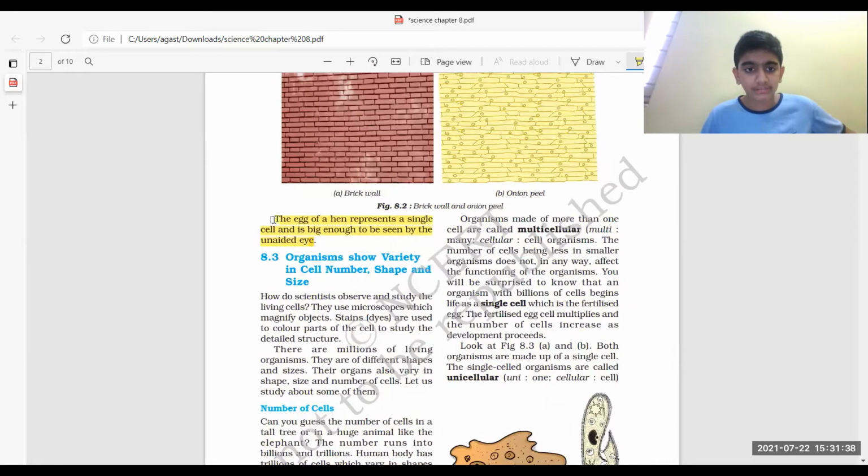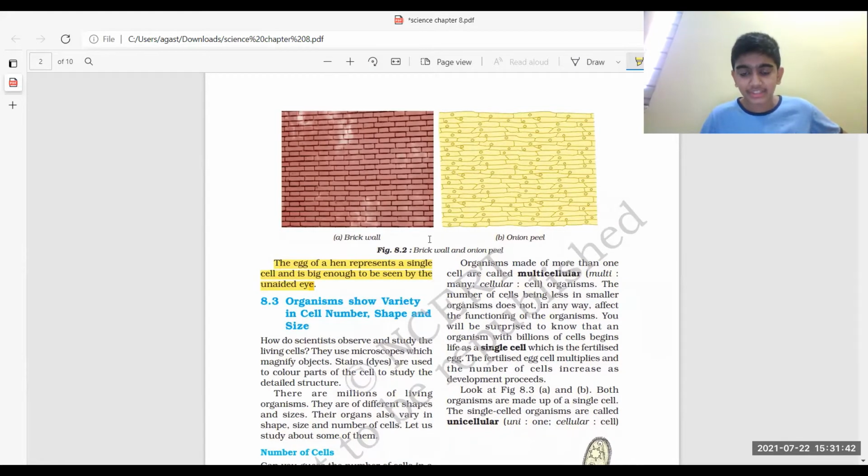This is also very important. Now, guys, these are cells. This just shows the similarities. These were the pictures. This is a brick wall, and this is an onion peel. You can see they're very similar, isn't it? They're like compartments, like partition boxes. That's why they're called cells.